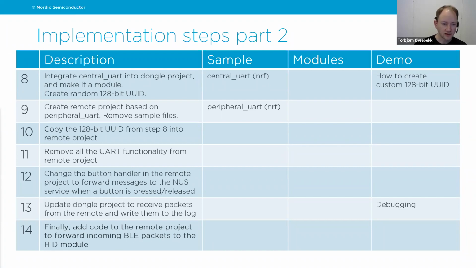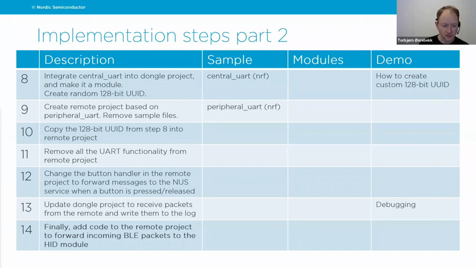in step 9. So the remote project will be the peripheral UART example, which will integrate nicely with the central UART example I already put into the receiver. Then in step 10, I'll simply copy the 128-bit UID that I created in step 8. I'll talk more about this later when I show you the code. Then in step 11, I'll remove all the unneeded functionality from the remote project, which was inherited from the peripheral UART example. So there's some functionality there I don't need.